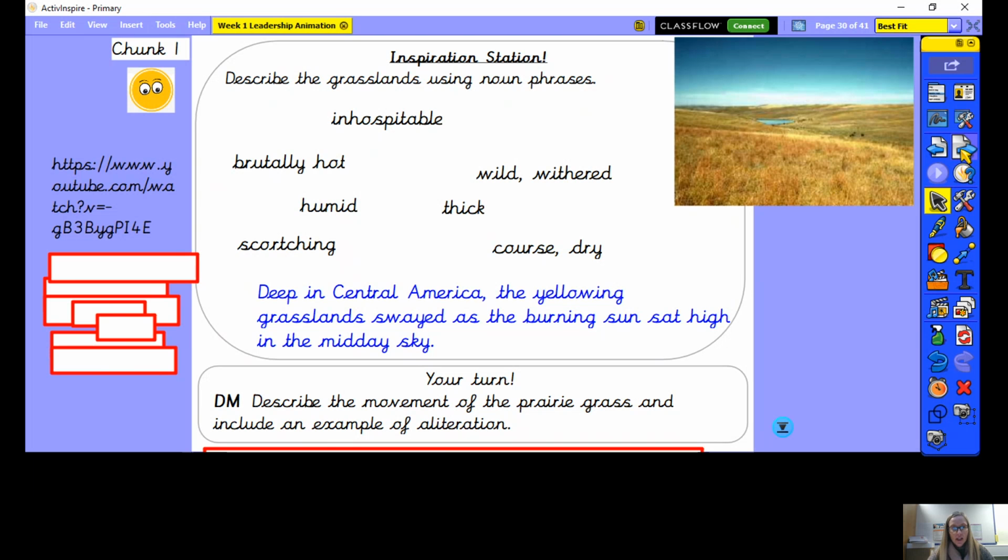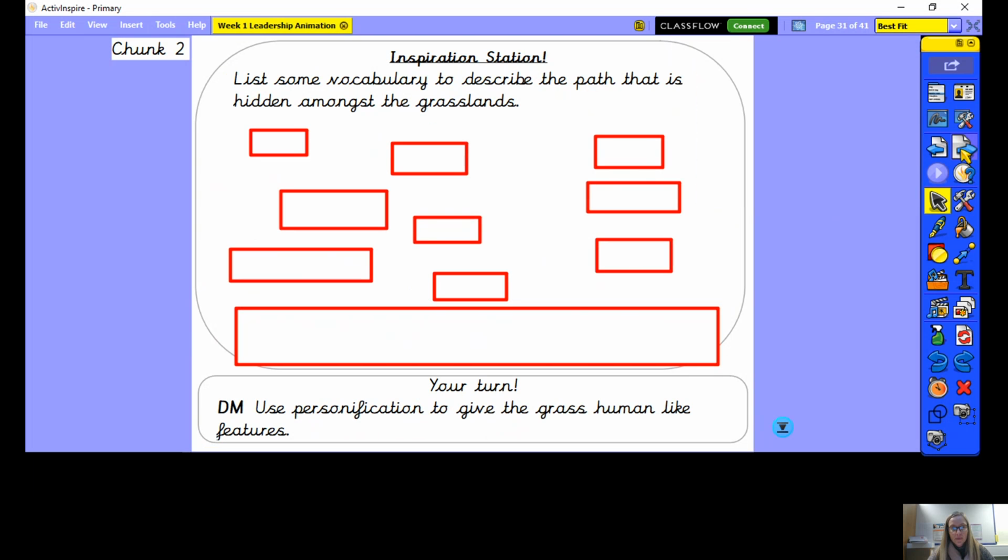Okay, let's look at chunk 2. So for chunk 2 of our writing, I want you to imagine that amongst all this grass, there is a hidden path. That is where the ants are coming from. So let's just remind ourselves of the animation again to think about what that path might look like. What is that path? What does it look like?